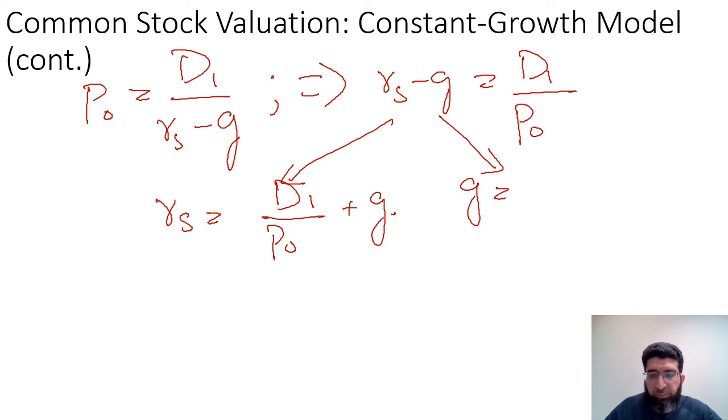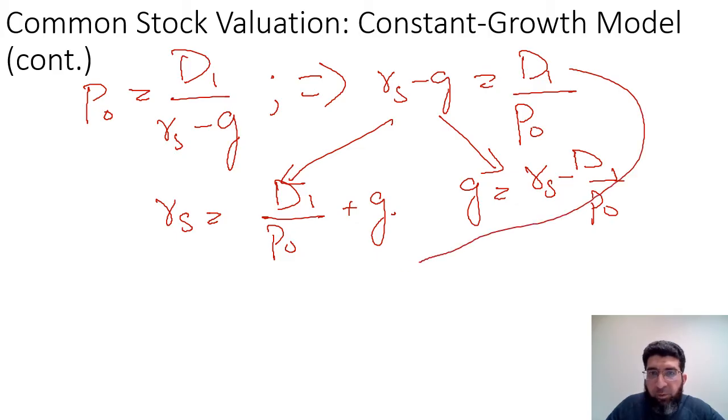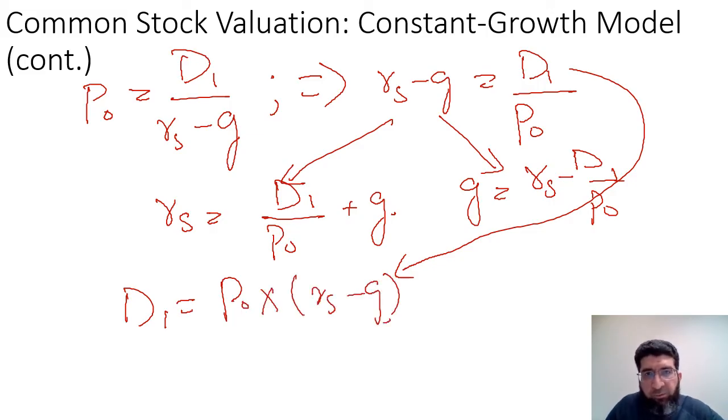The other variant could be calculating the growth rate, which is RS minus G on the other side, so it comes out to be G equals RS, and this goes on the other side, minus D1 over P naught. At the same time we can also calculate the dividend, which is D1 equals P naught multiplied by RS minus G. So these are the different variants that you can use to calculate unknowns.